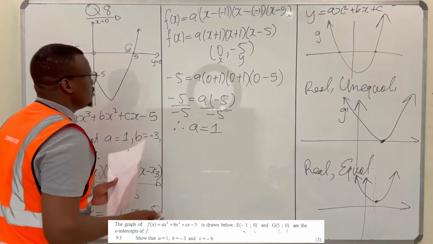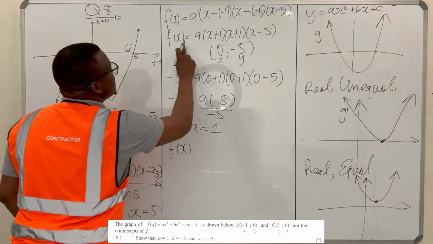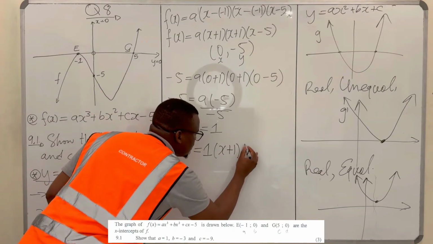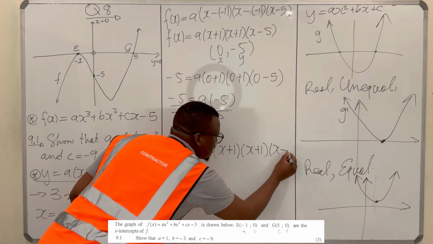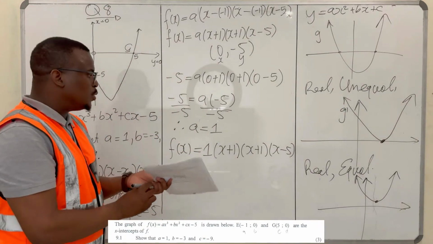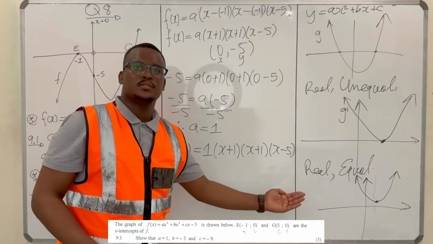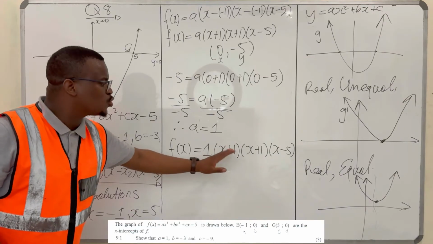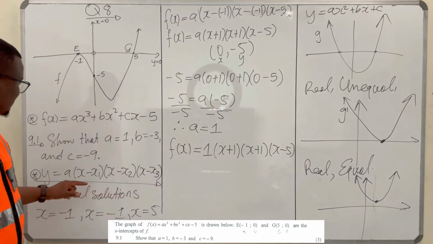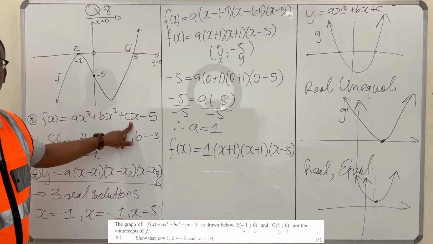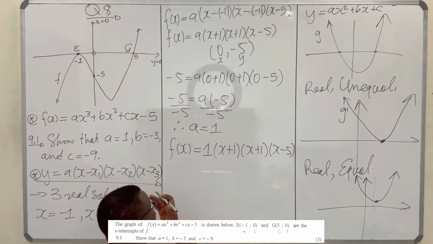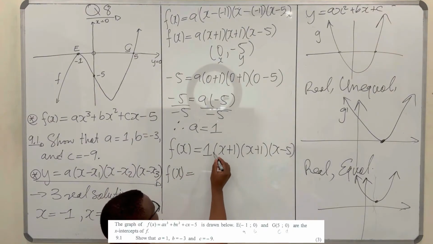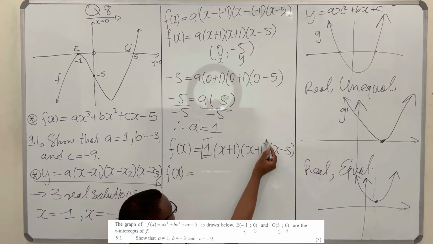So let's do that. We get that f of x is equal to a, and a is 1, times (x plus 1) times (x plus 1) times (x minus 5). I propose that we multiply this bracket all out, because then we'll be able to check each of the terms and compare them to these values. Let's first multiply the first two brackets.